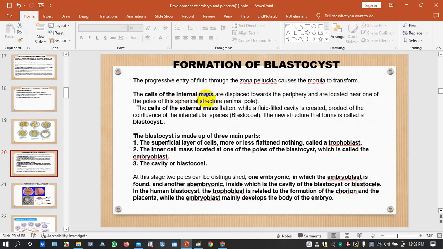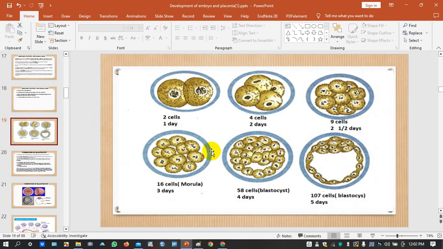The cells of the internal mass are displaced toward the periphery and are located near one of the poles of this spherical structure. So we have the animal pole, or the embryoblast, which leads to the formation of the human being. The cells of the external mass flatten while a fluid-filled cavity is created. The product of the confluence of the fluid-filled cavity of the intercellular spaces is called the blastocyst. So this one is the blastocyst.